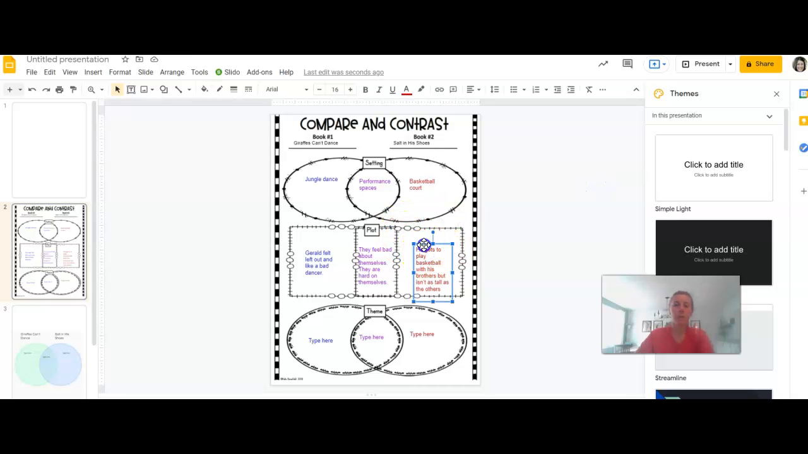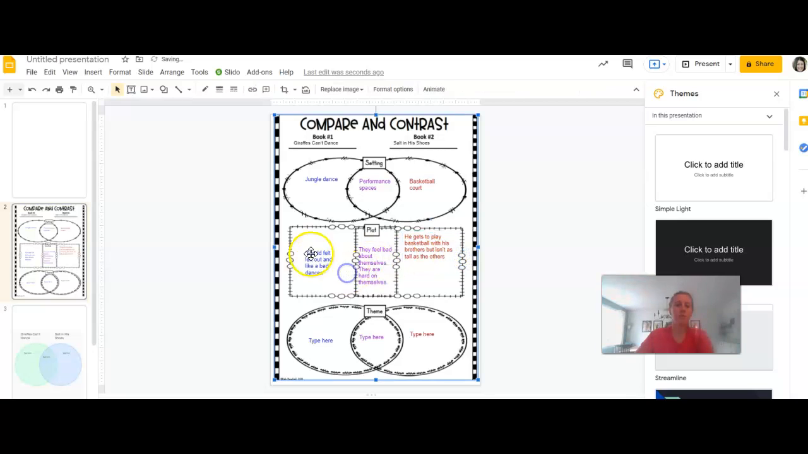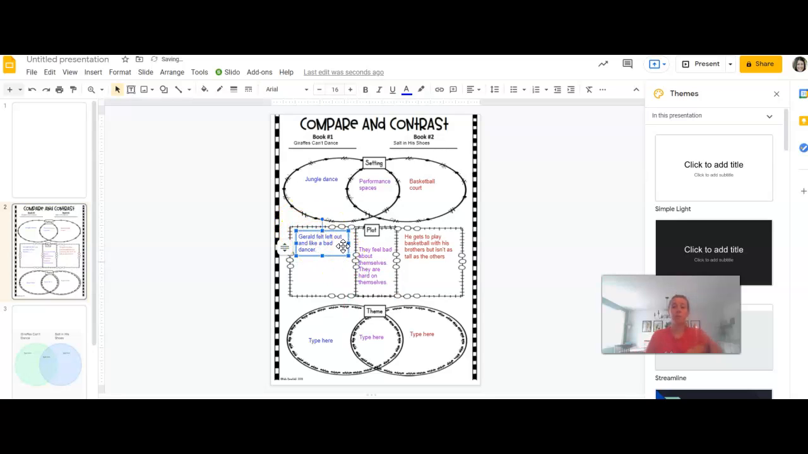Over here we have Michael gets to play basketball with his friends, so he doesn't feel left out. He just feels kind of like an outsider though too, I would say, because he doesn't feel good enough to play on the team. And would you say that Gerald also didn't feel good enough to dance with the other jungle animals? Okay, so two completely different stories, one about animals and dancing, which is kind of drastically fictional.